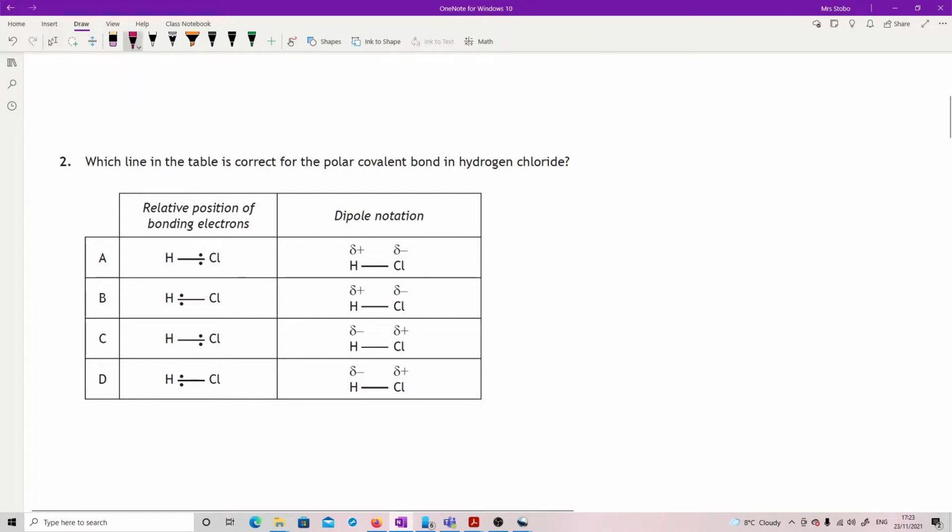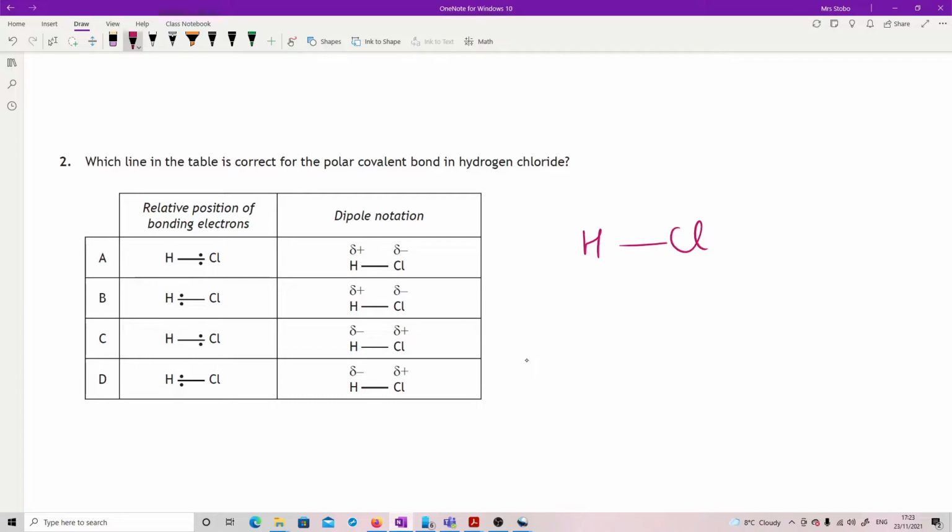Which line in the table is correct for the polar covalent bond in hydrogen chloride? You could go and get the actual numbers for this. Maybe I should have pulled that from the data book, but what we have is that Cl has got a much higher electronegativity than H. Let me just draw this around the right way for what you have in the diagram. So H and Cl.